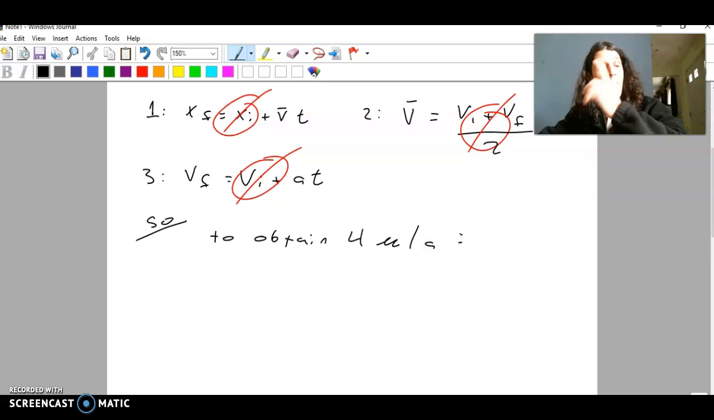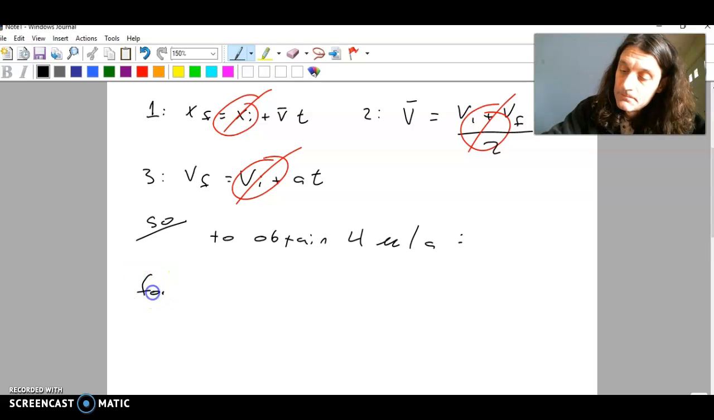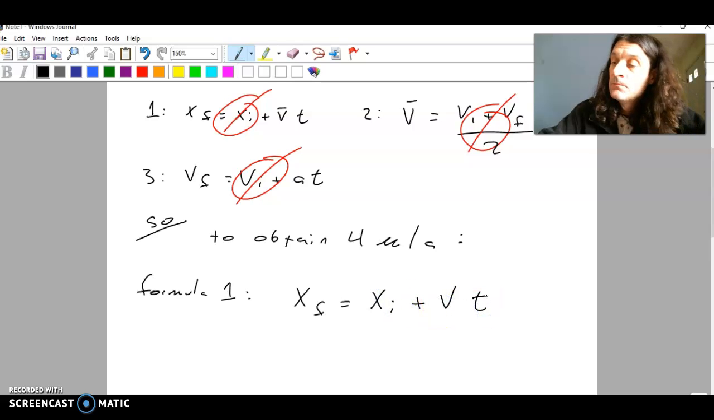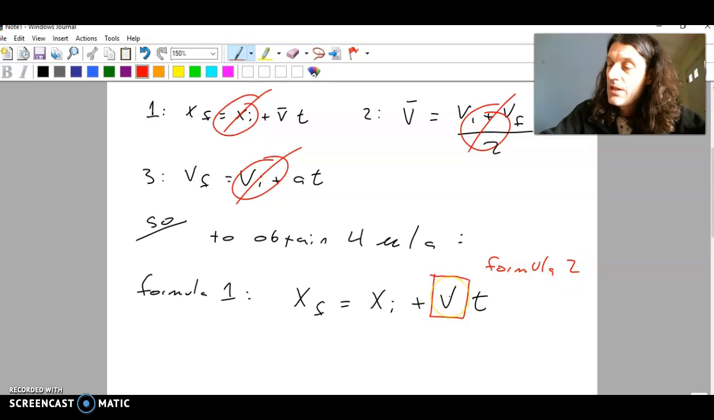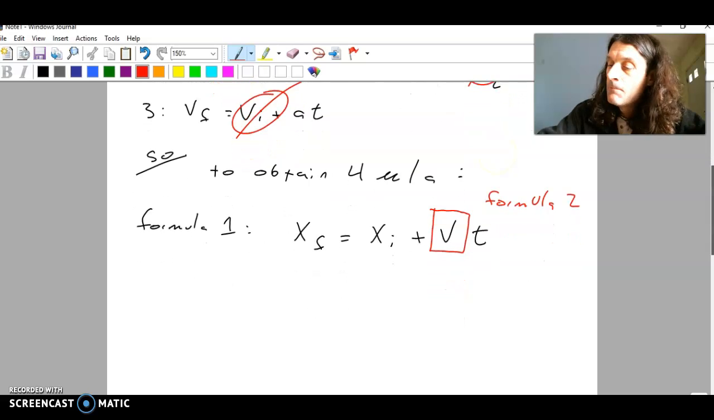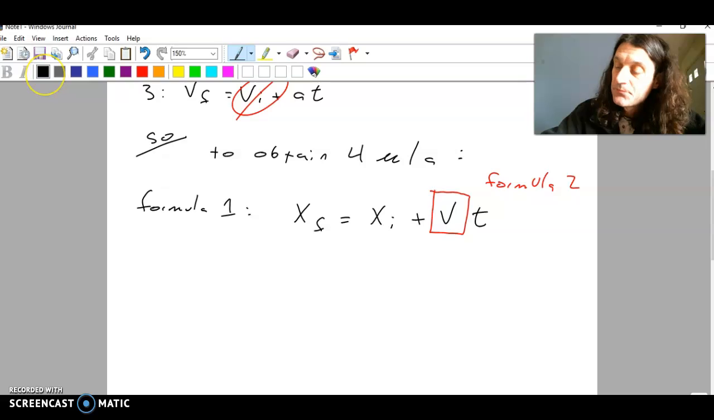To obtain the formula, start with Formula 1. What I just wrote again for you is xf is equal to xi plus vt. Now, what I'm going to do is swap out the v. In this v I will put Formula 2, where that v is. So it will just be vi plus vf over 2. All I'm going to do is put Formula 2 inside that red box.